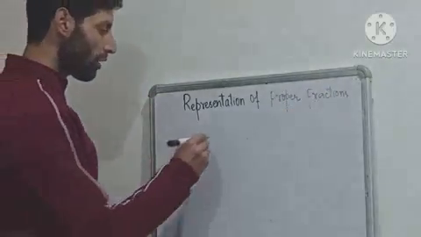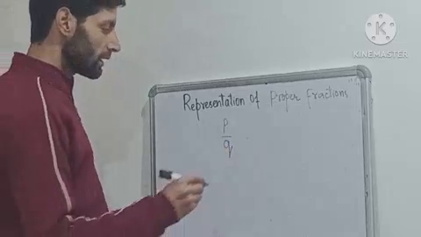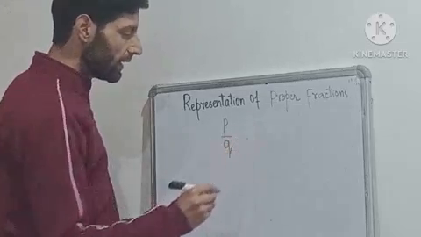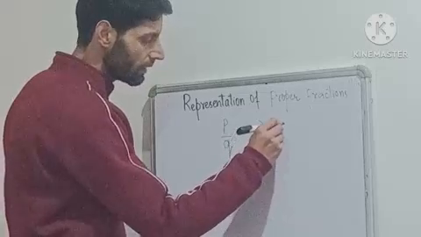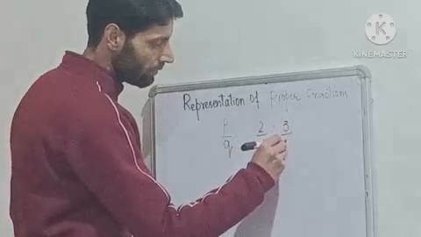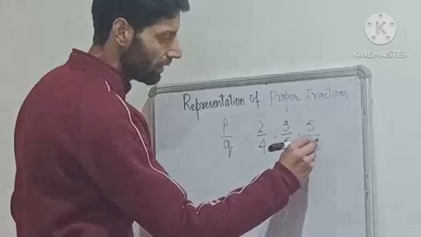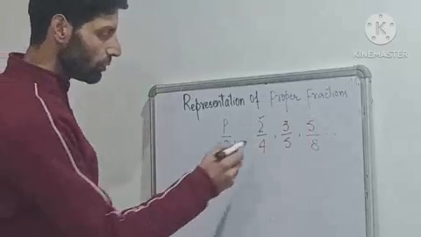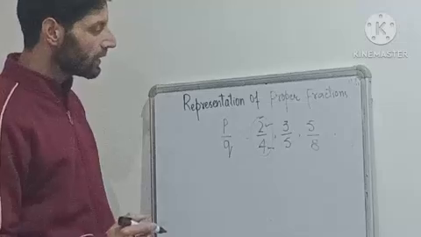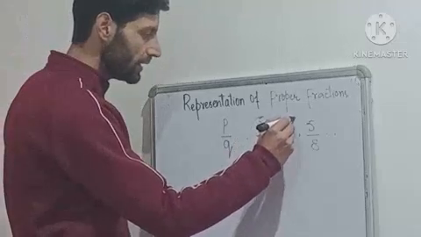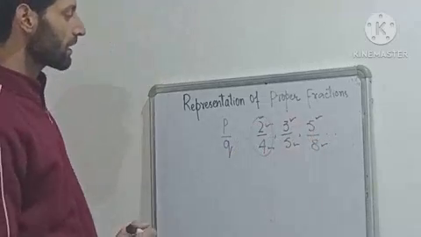We know that proper fractions are the fractions where numerator is less than denominator. So we can take the examples as 2 by 4, 3 by 5, 5 by 8, and so on. In 2 by 4, numerator 2 is less than denominator 4. Similarly, in 3 by 5, 3 is less than 5. And in 5 by 8, 5 is less than 8.